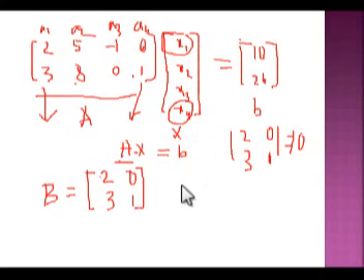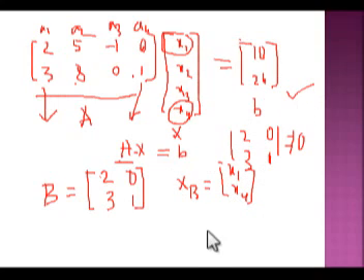So the basic variables will be x1 and x4. Others we keep equal to 0, meaning x2 will be equal to 0 and x3 will be equal to 0, and we will find the value of x1 and x4 taking the basic variables, and b as well. B is the column matrix 10 and 24.